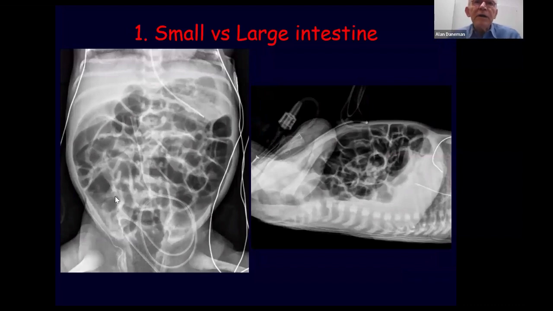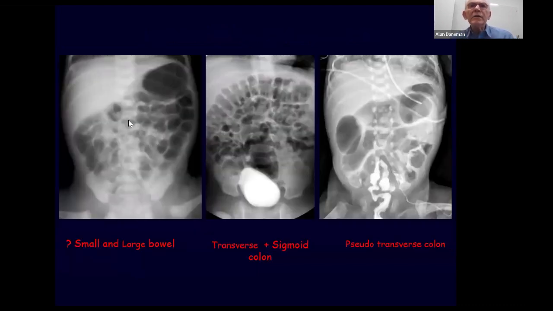Now, it's very, very difficult, if not impossible, to differentiate small and large bowel when you get this pattern of gas throughout the bowel down to the rectum here. You can say this is the rectum with certainty, but the rest you don't know which is small bowel or large bowel. In this one, again, you don't know what's small bowel or large bowel.